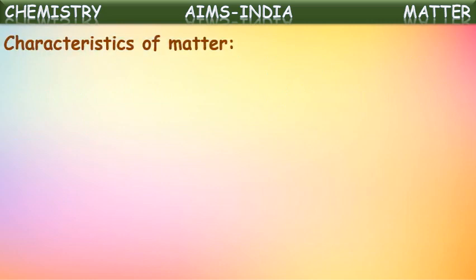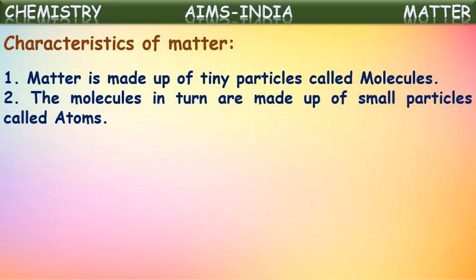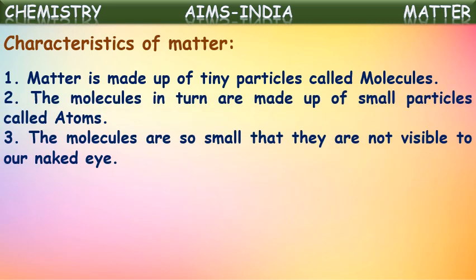What are the characteristics of matter? Let us see. The first characteristic is that matter is made up of tiny particles called molecules. Tiny particles means small particles. The whole matter is made up of small particles, and those are called molecules. Again, these molecules are made up of smaller particles called atoms. Molecules are small, and again these molecules are made up of even smaller particles. Those are called atoms.